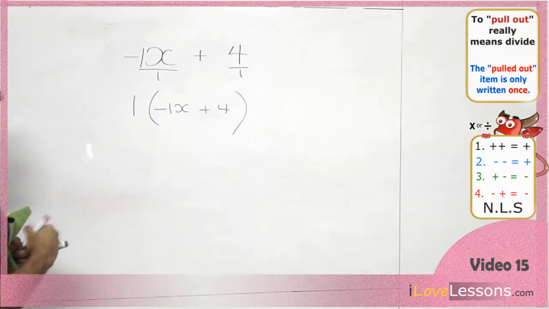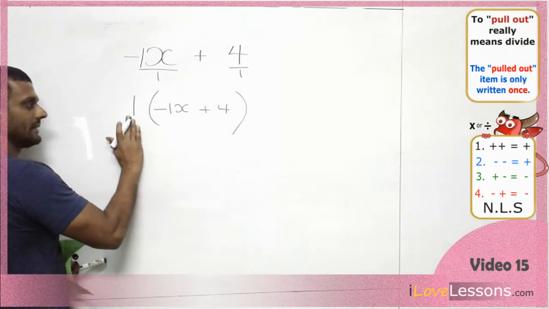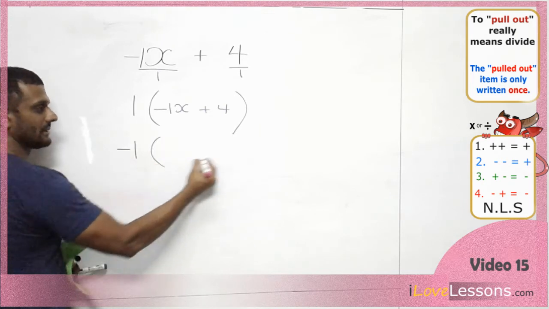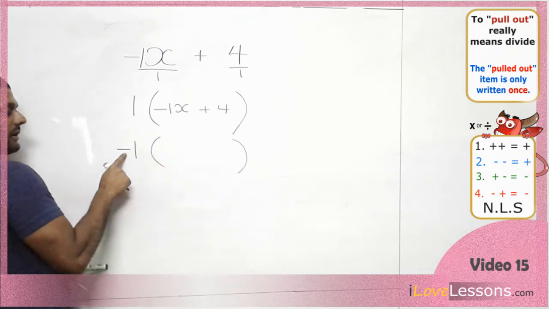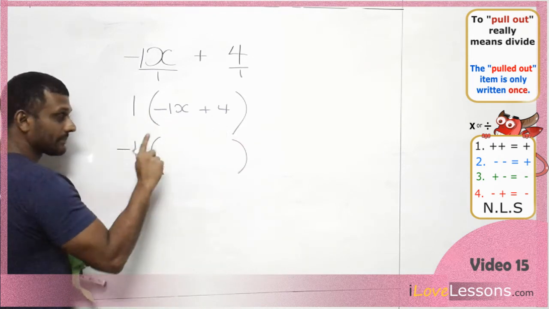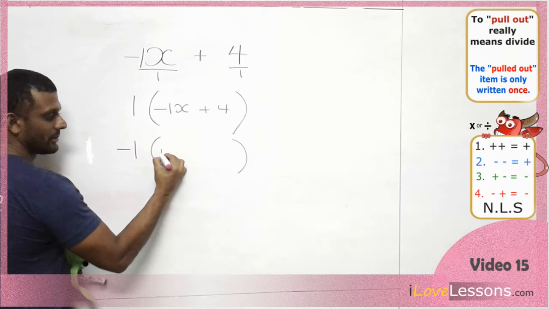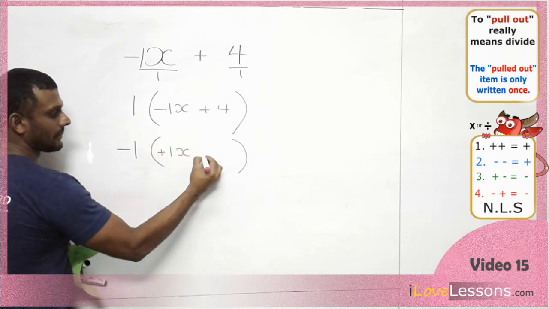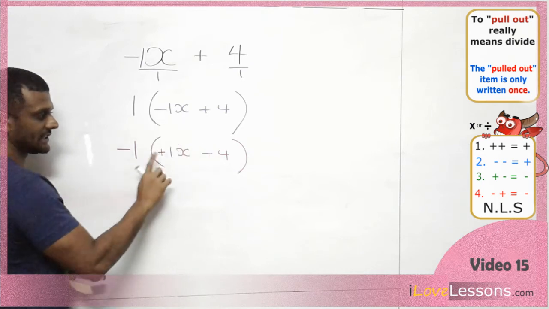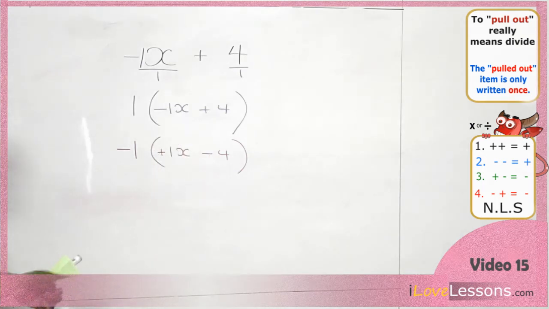In a situation like this, I would not pull out the positive 1. Instead, I would pull out negative 1. And what happens when we pull out the negative version? We get the same basic answer, except the signs become the opposite. So we'll get positive 1x minus 4. The positive changes to the negative, and the negative changes to the positive.